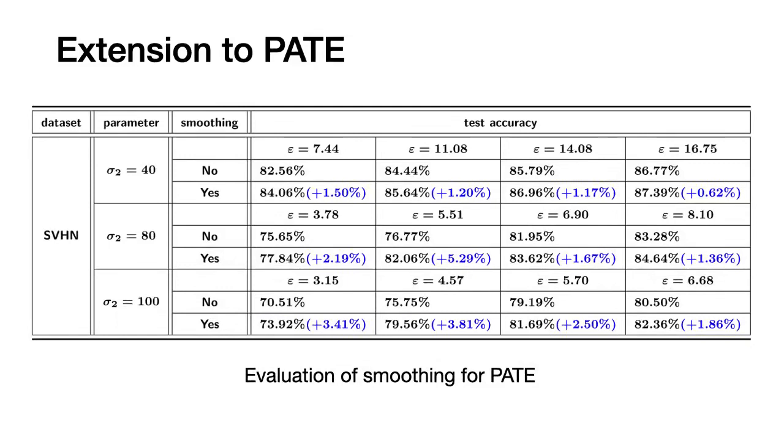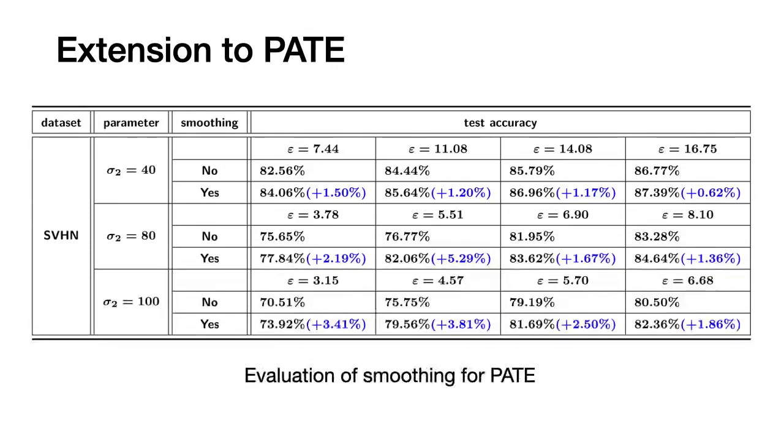Here is a bonus. While we have DPlis specially designed for DPSGD, we surprisingly find that the idea of smoothing learning loss can actually be extended to improve PATE as well. PATE, or Private Aggregation of Teacher Ensembles, is another popular framework for differentially private deep learning, which, unlike DPSGD, requires access to public data.